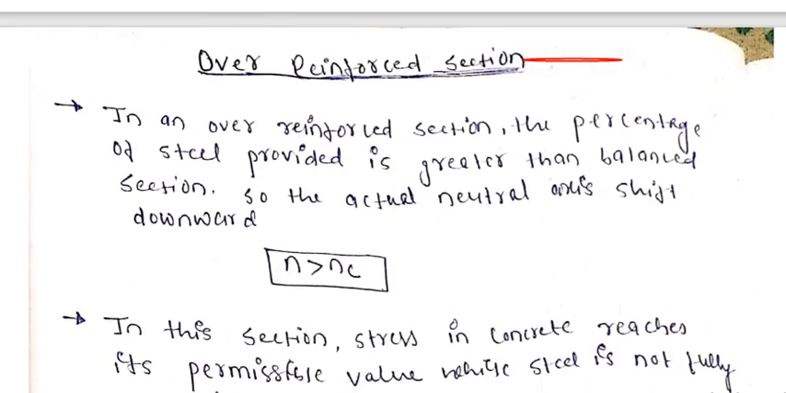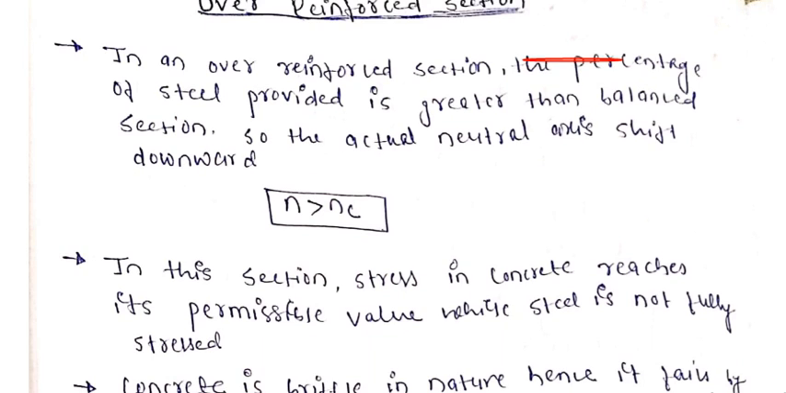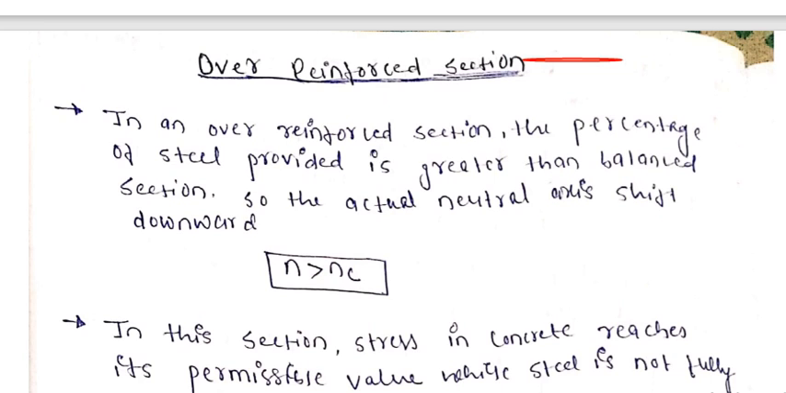My dear friends, the over reinforced section is quite opposite of the under reinforcement section. In the under reinforcement section the presence of steel is less. Here the percentage of steel provided in the section will be higher, so that the actual neutral axis will shift downward. The actual neutral axis becomes greater than the critical axis.